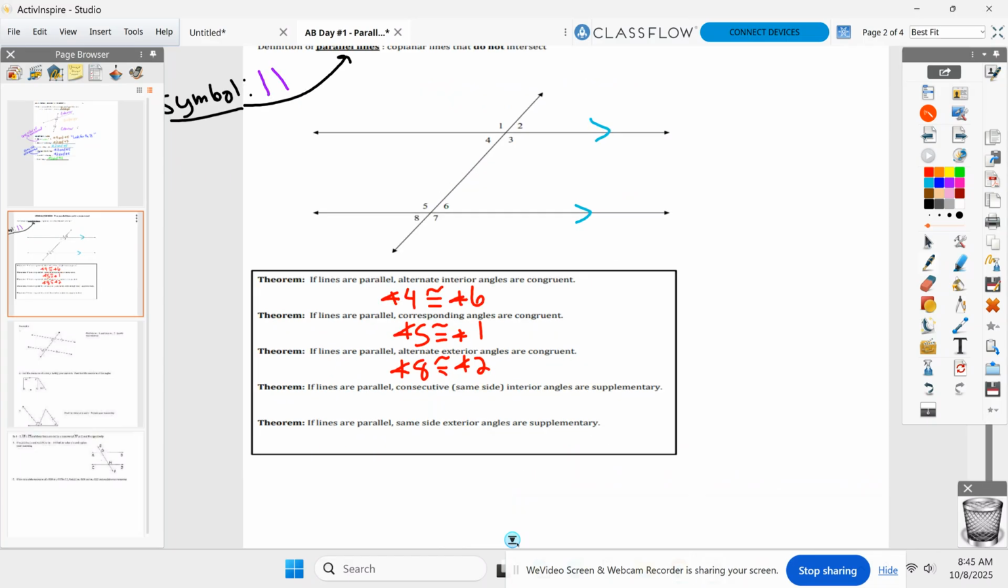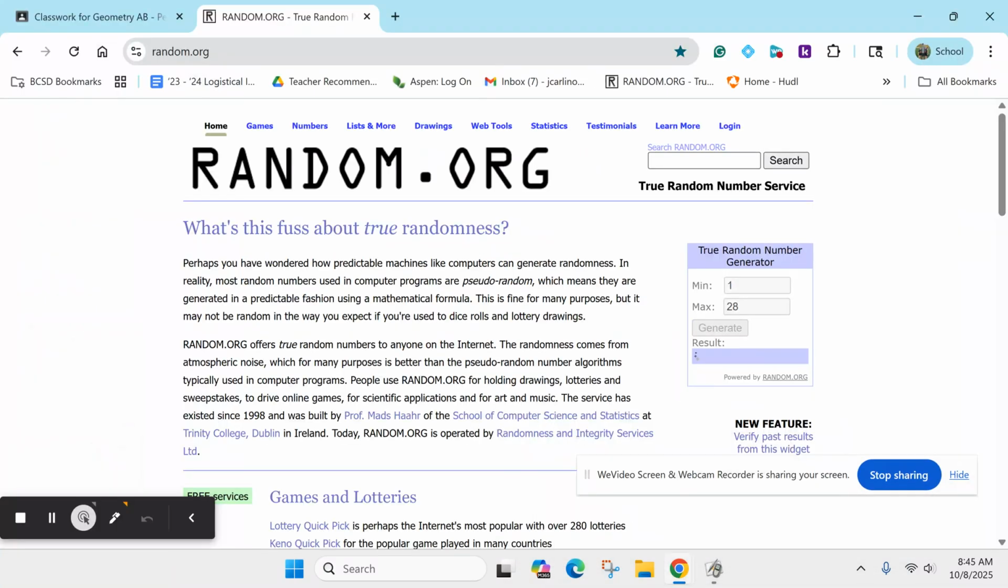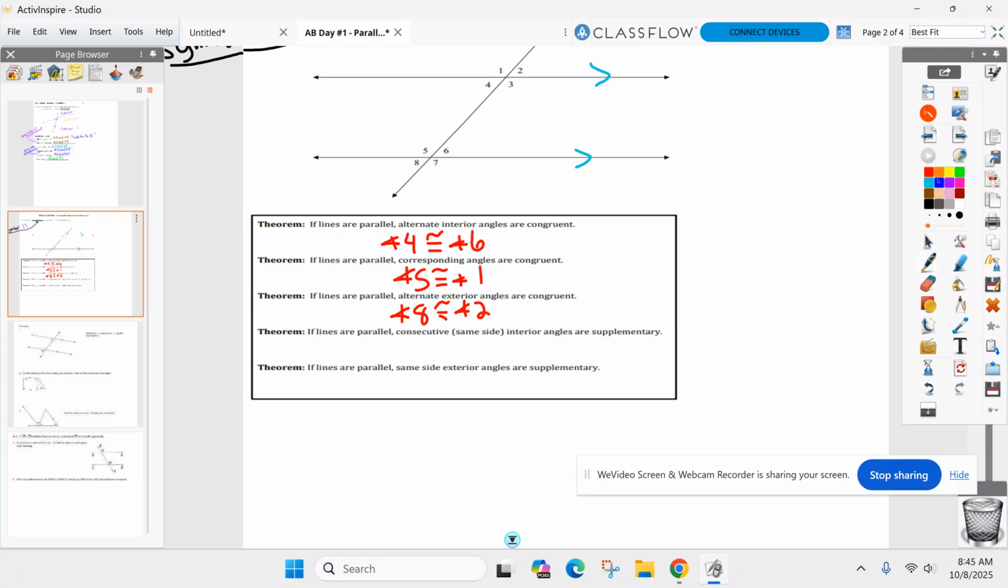Can you give me a pair of same side interior angles up here? Same side interior, Lucia? 4 and 5. So everyone ready? They're not congruent. We didn't say that. We said they were supplementary. So if I take angle 4, add it to angle 5, they have to add up to 180 degrees. They're not congruent, but they add to 180.